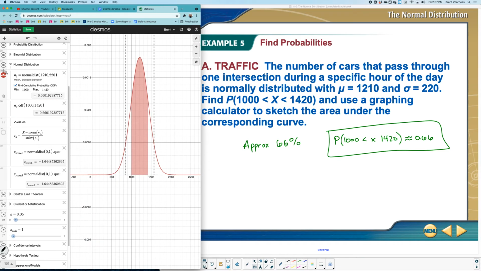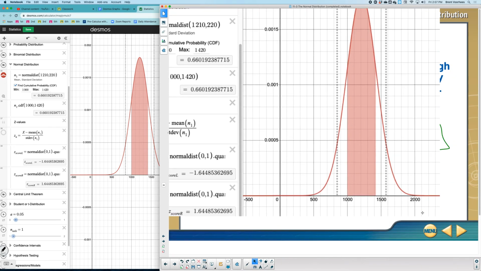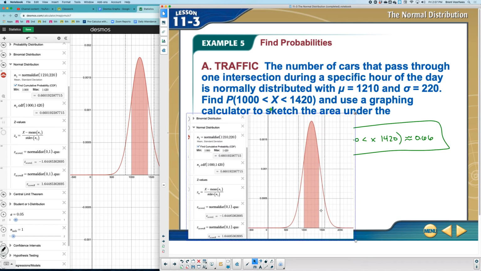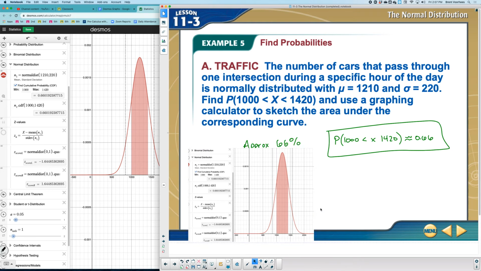So just really quickly, I'm going to add this picture in because I think it can be helpful to see it. It's just really large, so let's shrink it down quite a bit. There you go. And let's look at part B.